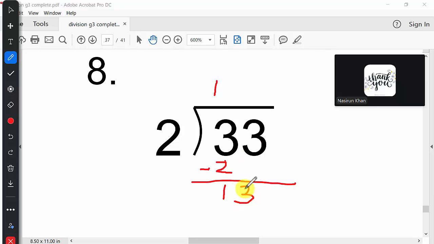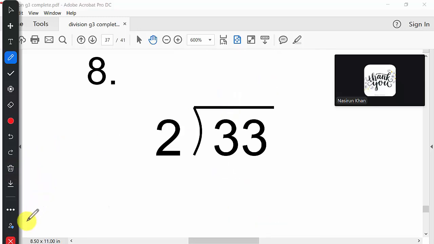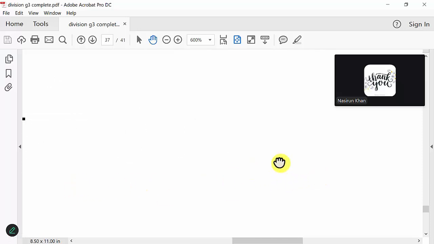Now we have 13. 13 divided by 2 is 6. 6 times 2 is 12. Now we subtract: 13 minus 12 is 1. So this one, the last number, is the remainder. So the answer is 16 remainder 1, or 16 and 1 per 2. Okay, you can also write 16 and 1 divided by 2, 1 per 2, or 16 and a half.